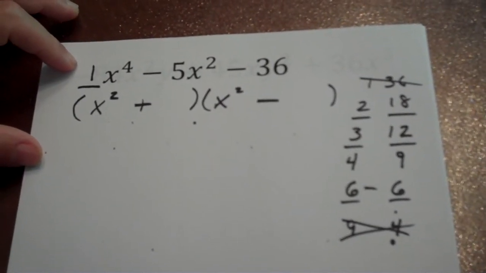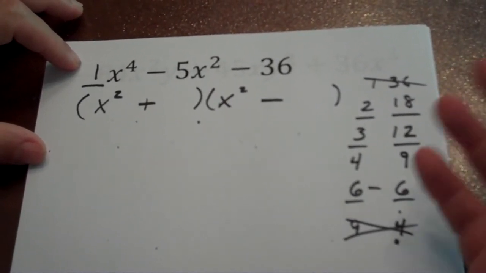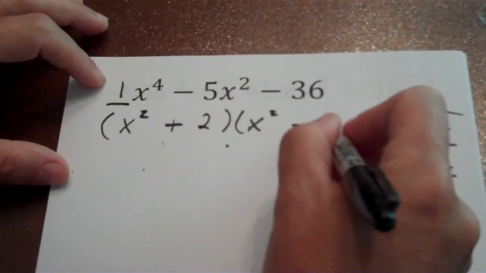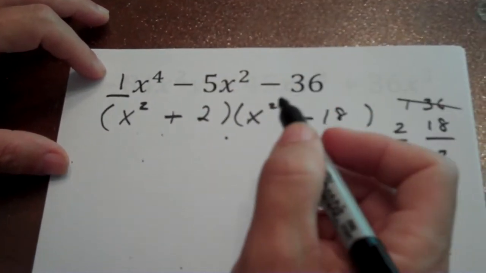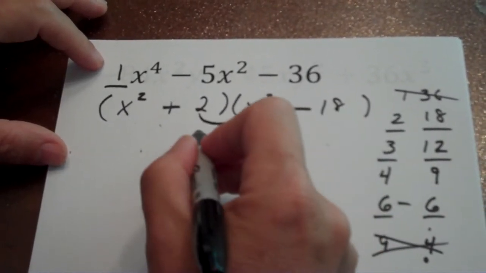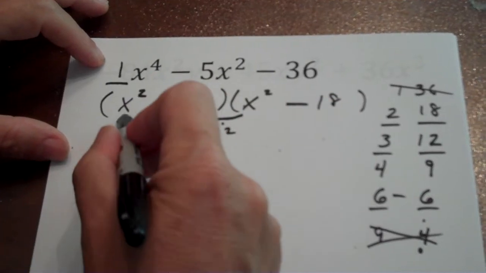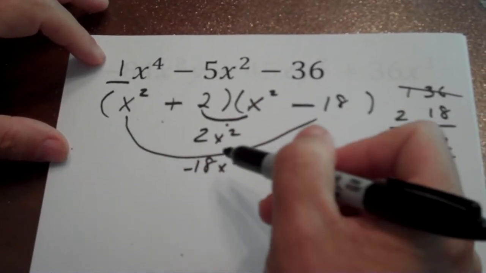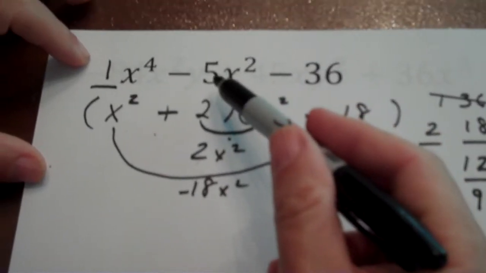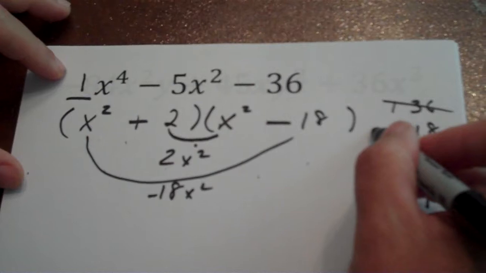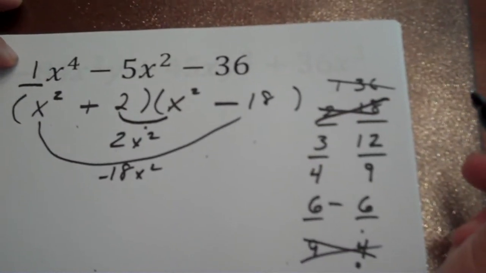And let's just start trying one. Just for the heck of it, let's try the 2 and the 18. At this point, you'll notice the inside and outside: I've got a 2x squared, a negative 18x squared, and when I combine those together, I do not get negative 5x squared. So I know that this cannot be the solution.